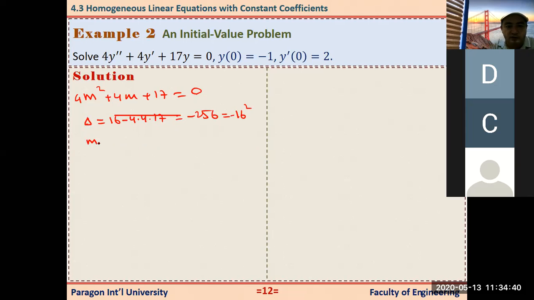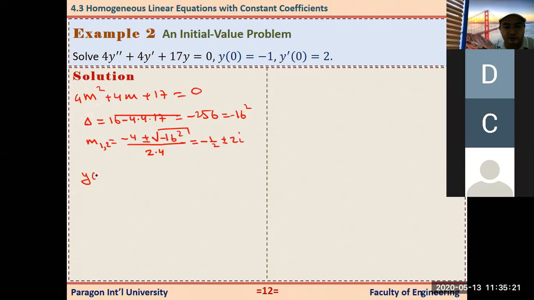So m is equal to minus 4 plus or minus the square root of minus 16 squared, over 2 times 4, which, if you simplify, gives minus 1 over 2 plus or minus 16 comes out over 8, so here we have 2i. Actually, here we have m1 and m2. Now we can write the solution.